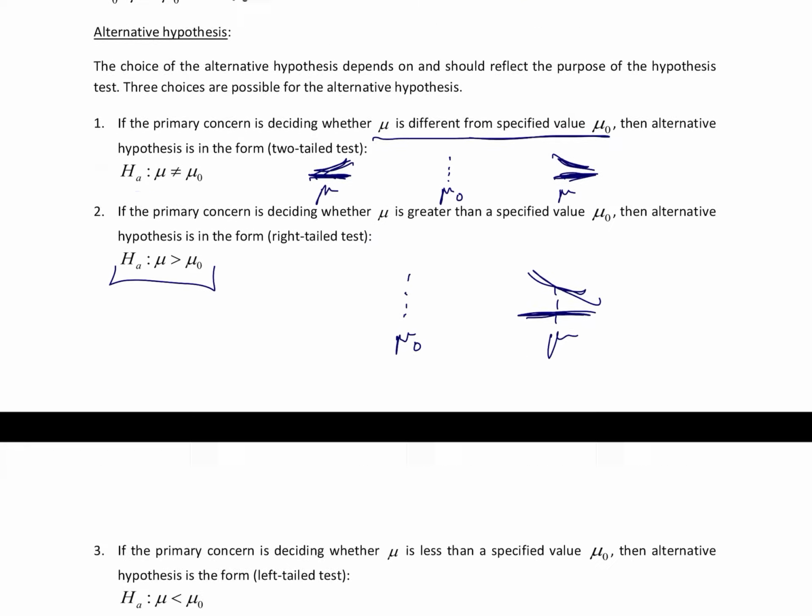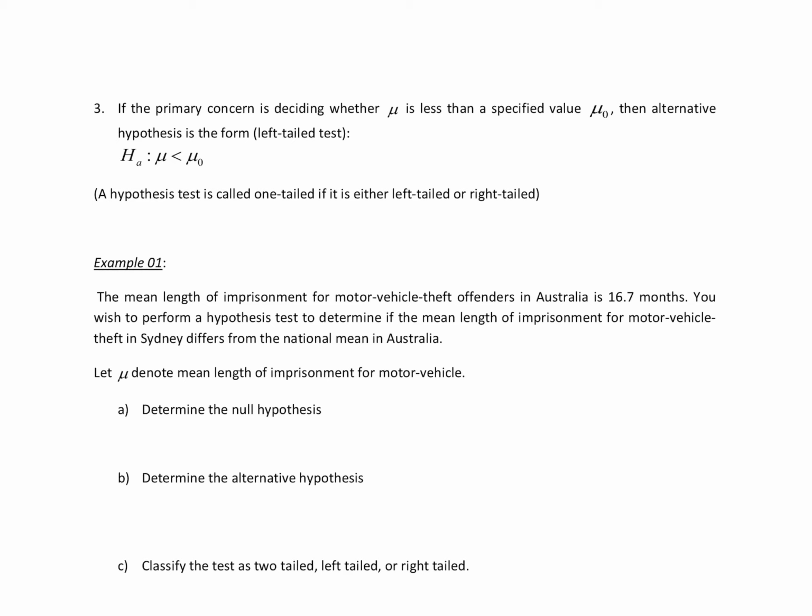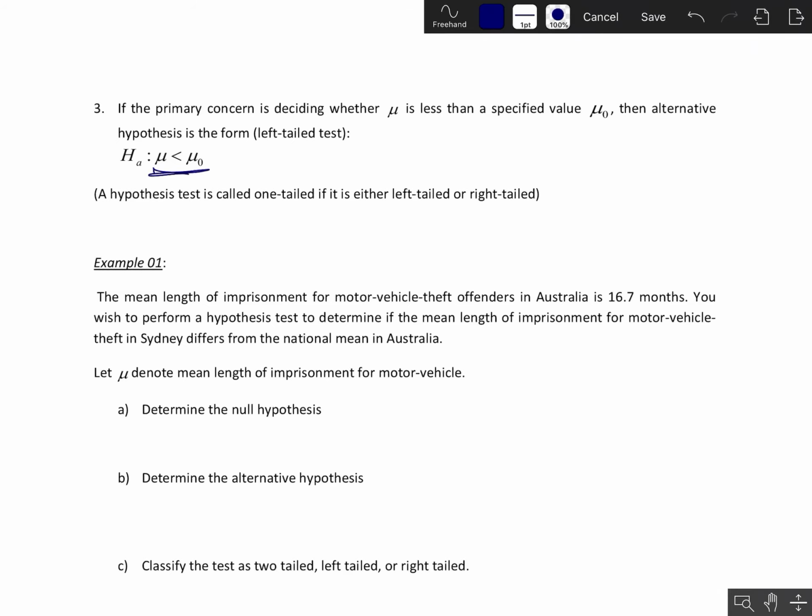Okay, and something similar can be said about this left-tailed test. Here we think that mu might be less than mu naught, and what that would mean is that mu lives somewhere over here to the left of the specified value mu naught. So this would be called a left-tailed test. Okay, and both the left-tailed and right-tailed tests are going to be called one-tailed.